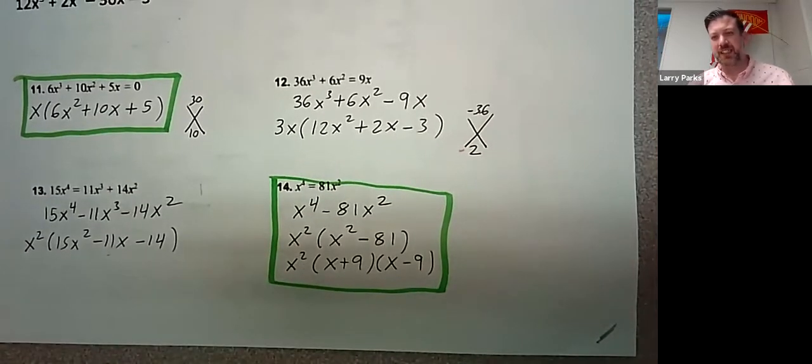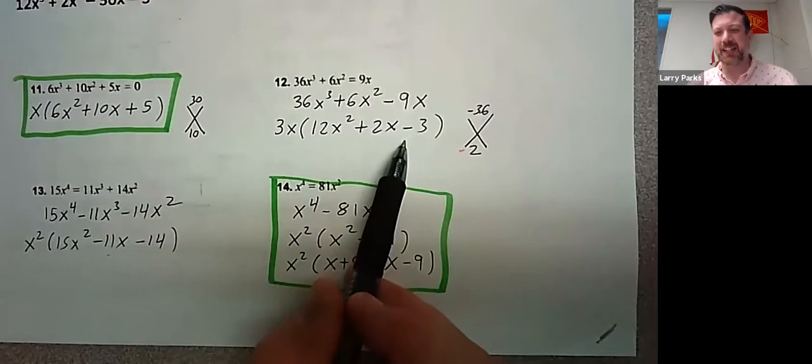1 and 36, 2 and 18, no. 3 and 12, no. 4 and 9, no. 5 doesn't go into 36. 6 and 6, no. Usually this factors, but it doesn't factor.